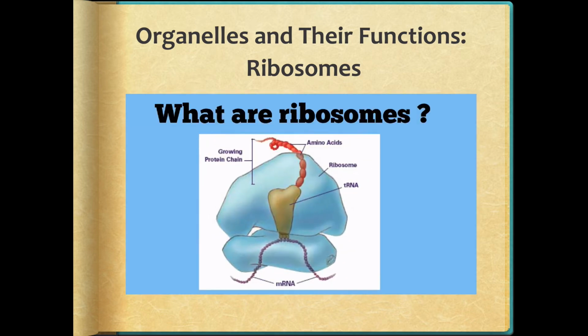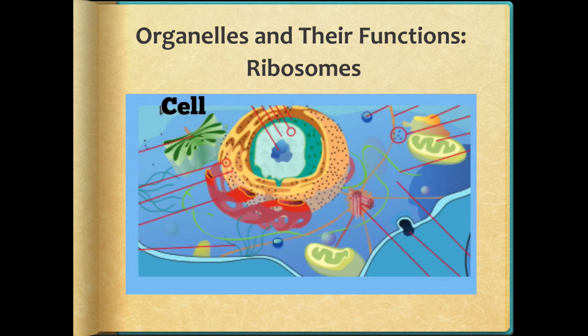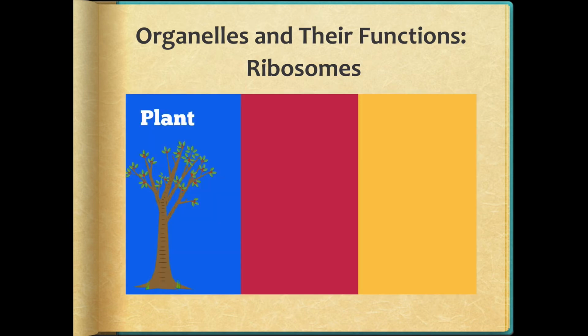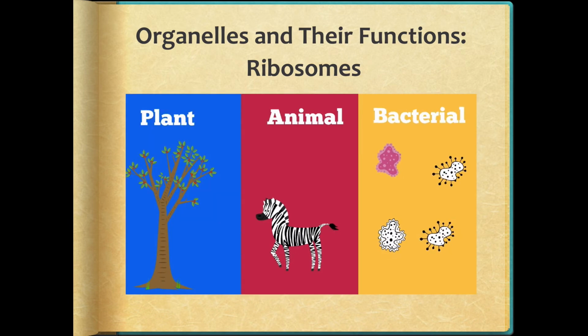Ribosomes are small protein factories found in cells. They are located in the cytoplasm and on the rough ER. Ribosomes look like small dots on the ER and in the cytoplasm. They are found in plant, animal, and bacterial cells.